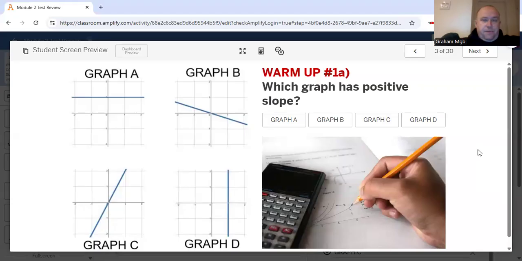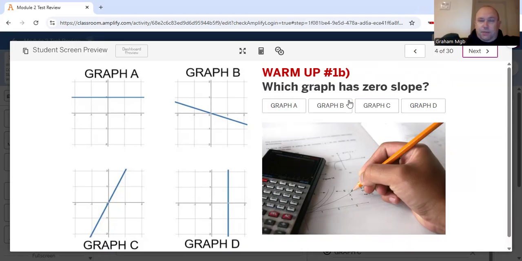All right, this is the review for Module 2. So we certainly need to know about all the different types of slopes. The first four questions are really just to make sure we know the difference between the ones. So positive slope, that's the one that's going upwards as we read left to right. So that would be graph C.